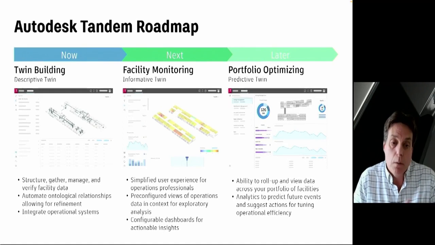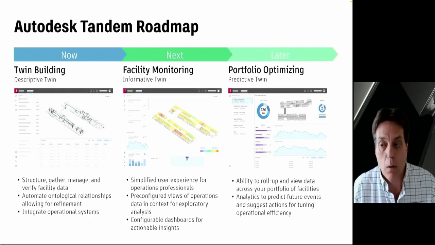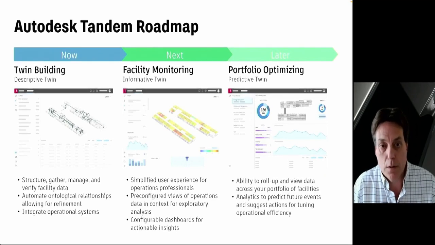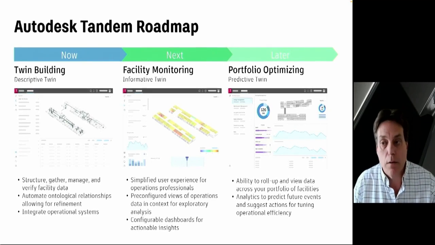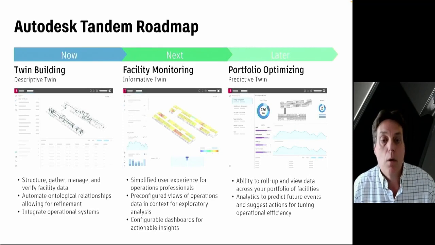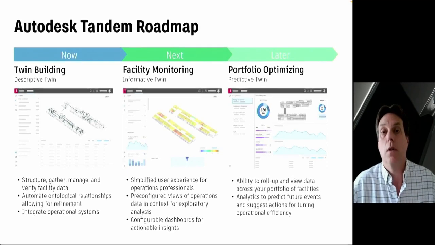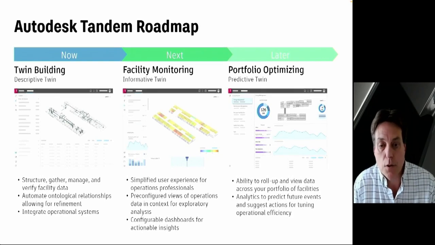In the future, we'll expand further into predictive twin capabilities for optimizing a portfolio, and that will include the ability to roll up data across a portfolio of facilities and predictive analytics. A part of that roll-up capability is bound back into our idea of a facility template. Using the same facility template for a set of data centers, healthcare centers, or other types of facilities will allow that data to roll up consistently and cohesively across the portfolio.